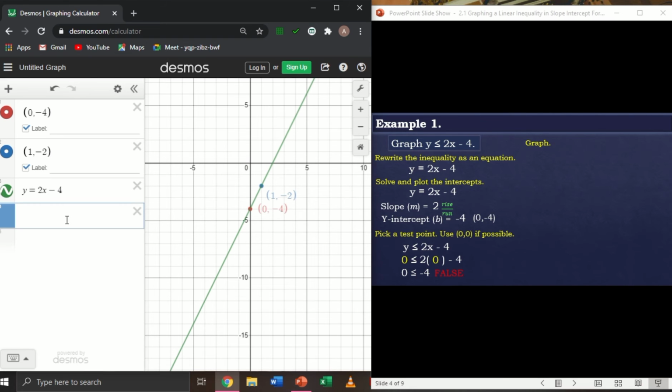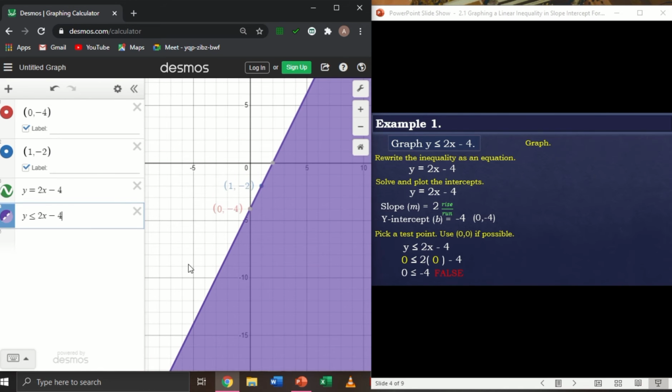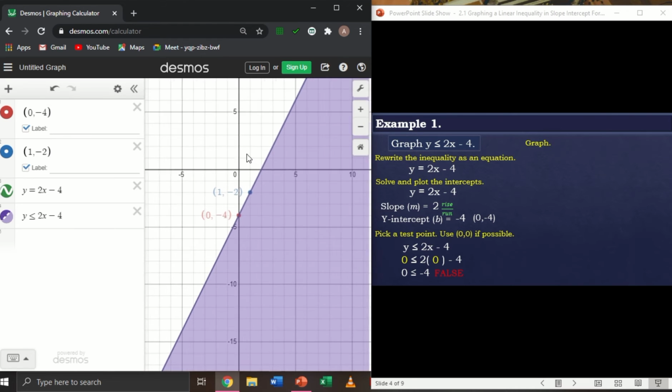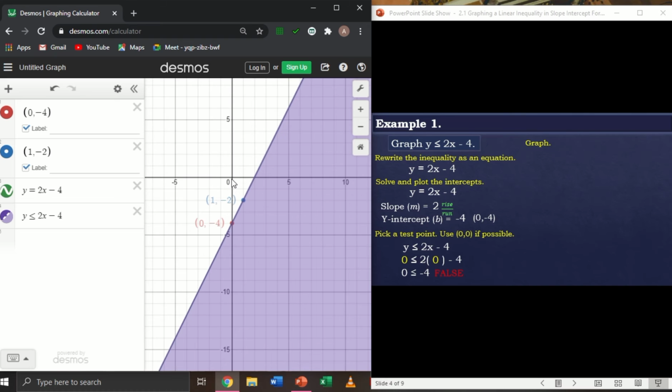Okay? So, i-graph natin si y is less than or equal to 2x minus 4. So, as you can see, yung test point natin na 0, 0, hindi siya kasama doon sa shaded region. So, tanggalin na natin to. Okay? So, ayan po. As you can see, our boundary line is solid because our inequality has an equal symbol. So, kapag may equal symbol, solid po siya. Okay? And then, hindi kasama yung ating test point sa shaded region because the result here is false.